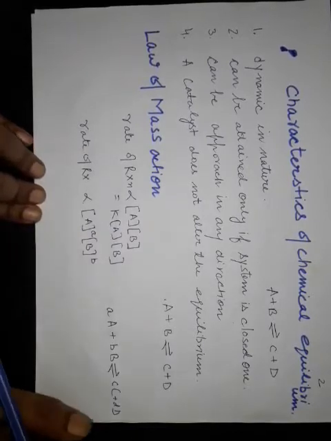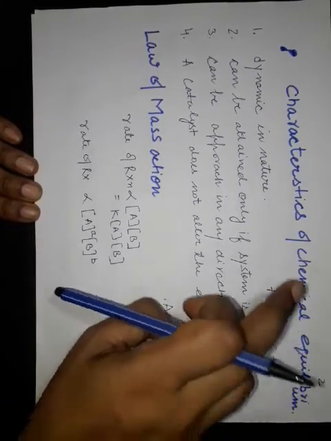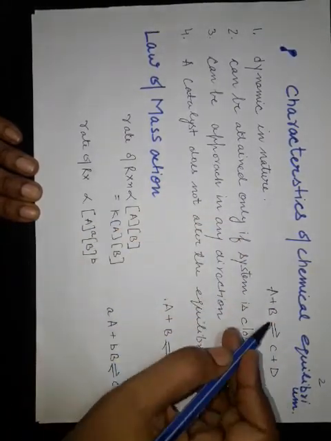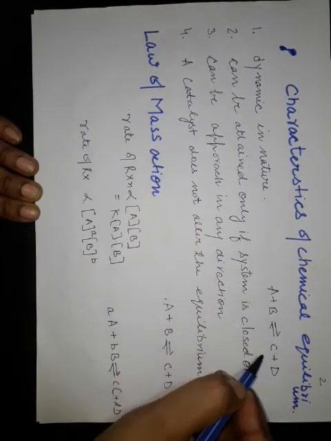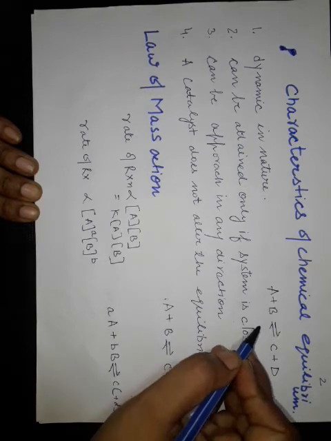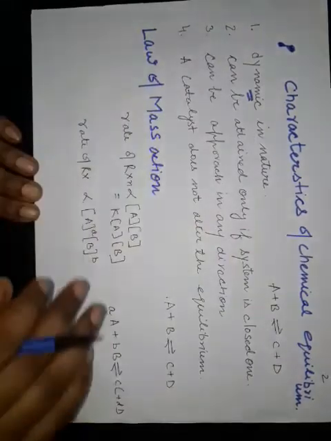Characteristics of chemical equilibrium. It is a dynamic process. As we have seen, reactant changes into product and product changes into reactant and they keep on going from one to another until they achieve an equilibrium state. So it is called a dynamic process.